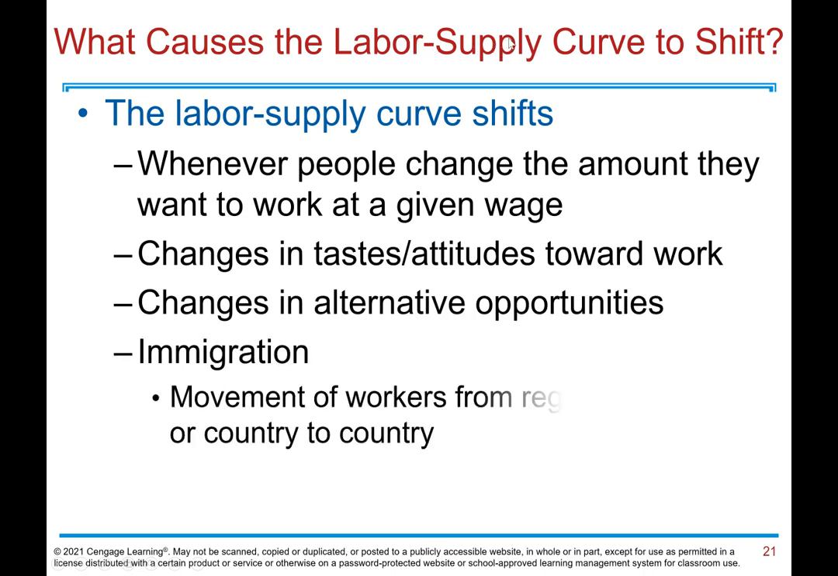What causes the labor supply curve to shift? The labor supply curve shifts whenever people change the amount they want to work at a given wage. Changes in tastes or attitudes towards work, changes in alternative opportunities, immigration, movement of workers from region to region or country to country.